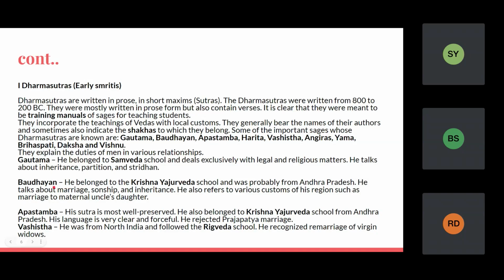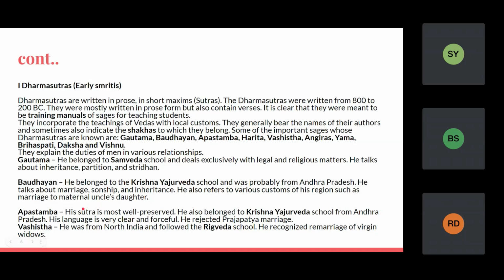Now Baudhayan was another sage who belonged to the Krishna Yajurveda. In Yajurveda itself, there are many other forms. So he belonged to the Krishna Yajurveda school, and probably from Andhra Pradesh. He talks about marriage, sonship, and inheritance in his Dharma Sutras. He also referred to various customs of his region, such as marriage to maternal uncle's daughter. This particular thing which we see in Andhra Pradesh is contained in his Dharma Sutra. Whose Dharma Sutra? Baudhayan's Dharma Sutra.